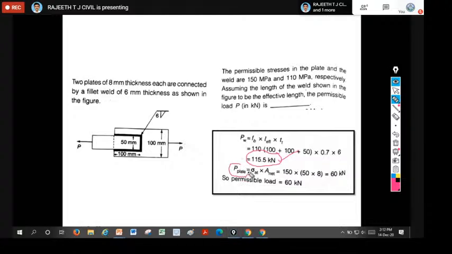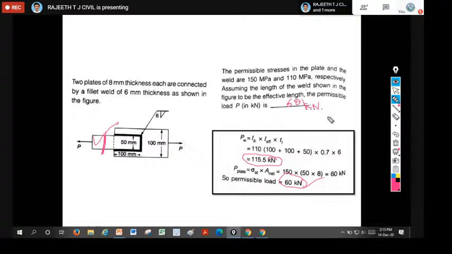In the similar way, we go for the capacity of the plate, that is stress into area. We should take the smaller plate, 8 mm, on which we have applied the weld, into the permissible stress in the plate, which is given here as 150. If you apply, we are getting 60 kilonewton. Out of these two, 115 and 60, 60 is the least. If you apply more than 60 kilonewton, the joint will fail. The plate will fail. Therefore, this is the permissible load. So the answer for this is 60 kilonewton.